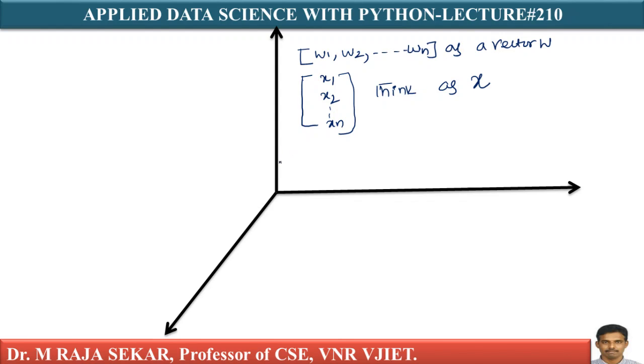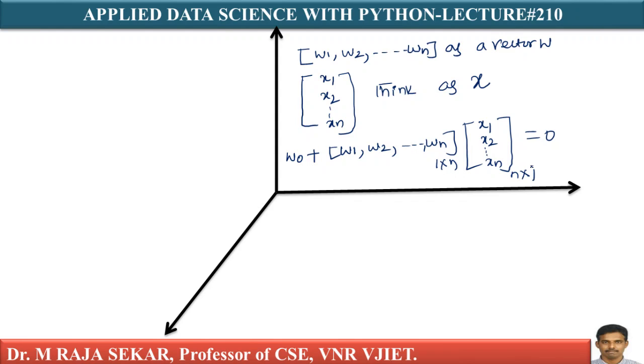Therefore, how can I write this w0 plus w1, w2, and so on up to wn, into what will I write? x1, x2, and so on, I can write xn, isn't it? Is equal to 0. This is anyway 1 cross n. This is anyway n cross 1, isn't it?